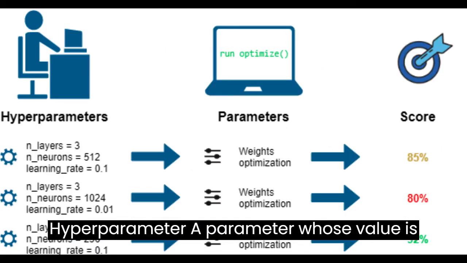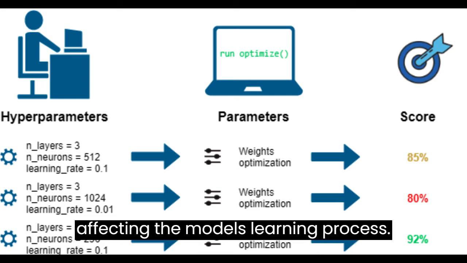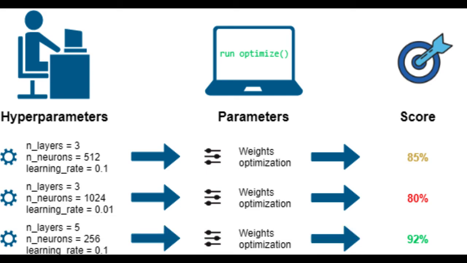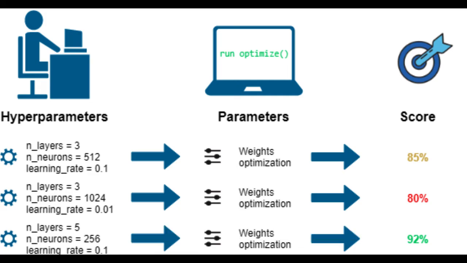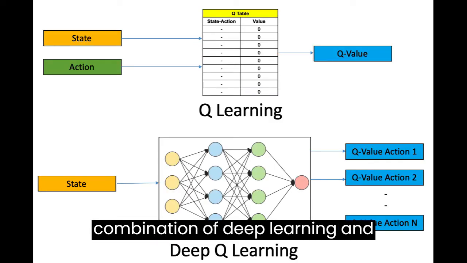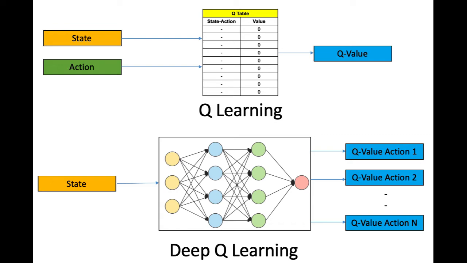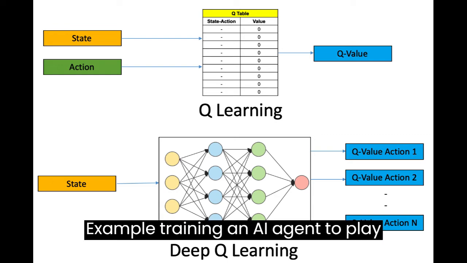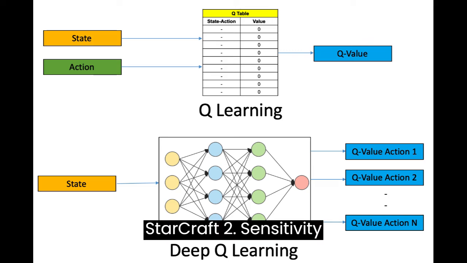Hyperparameter, a parameter whose value is set before the model training process, affecting the model's learning process. Example: the learning rate in gradient descent or the number of trees in a random forest are hyperparameters. Deep reinforcement learning, a combination of deep learning and reinforcement learning used to solve complex problems by training agents to make sequential decisions. Example: training an AI agent to play complex video games like Dota 2 or StarCraft 2.